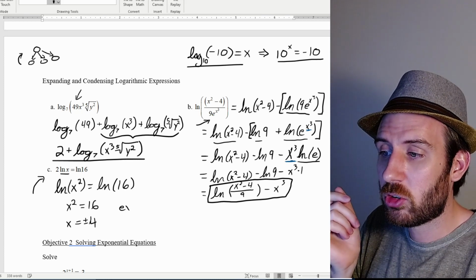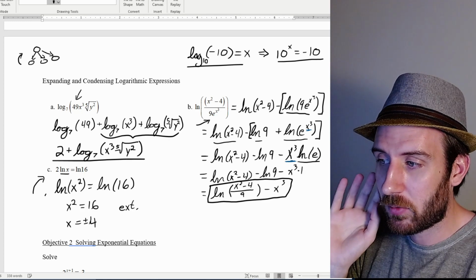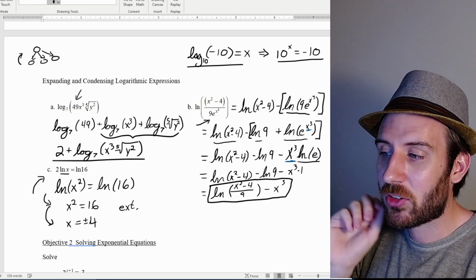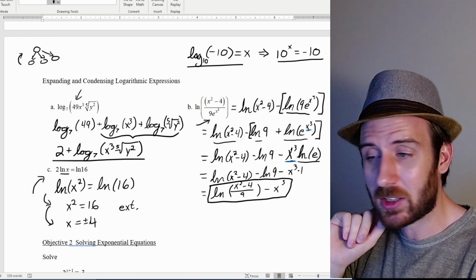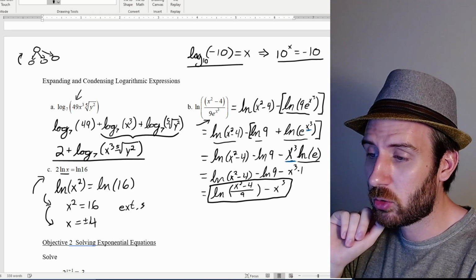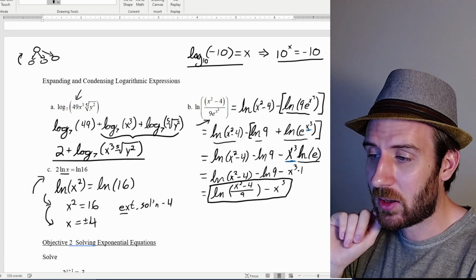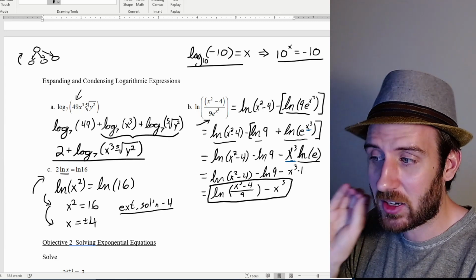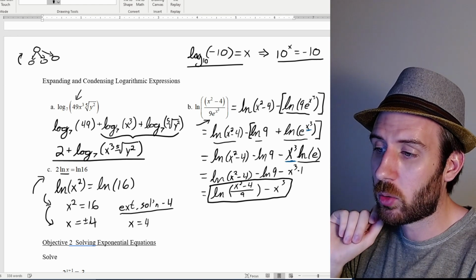In other words, a solution that worked out only because the model we were using as we were solving this thing through gave us a potential solution, and we need to verify to make sure it actually exists. So we have an extraneous solution at negative 4. It's something that we got to from our work, but actually doesn't satisfy the problem, and the only true answer here is x equals 4.